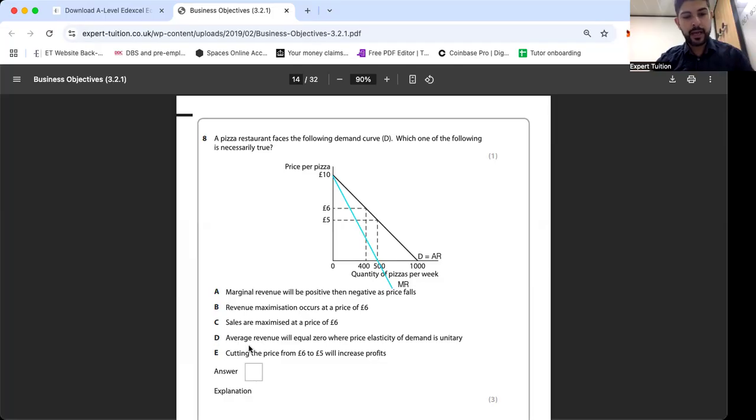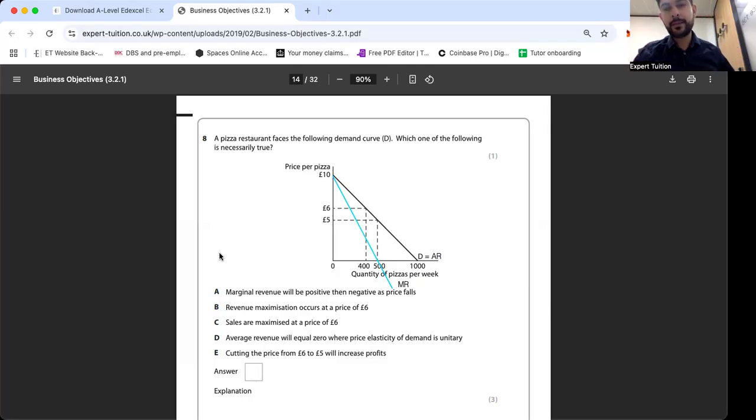Then we go to D. Average revenue will equal zero, where price elasticity of demand is unitary. Well, it's a lot of nonsense. Unitary elasticity always occurs at the midpoint of the demand curve. And the midpoint of the demand curve is always, if you think about it, if this is 1,000, see where MR equals zero there? If I go up, it's there. The price is not zero. The price is £5. So it's not D.